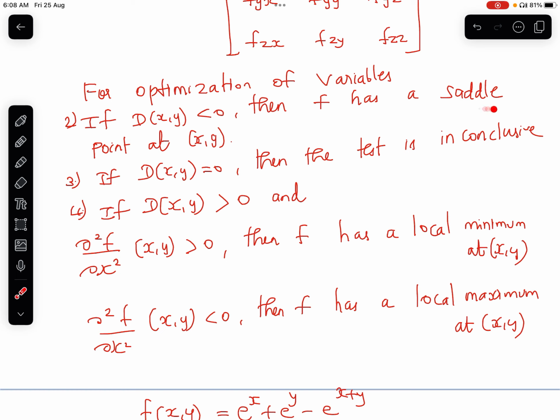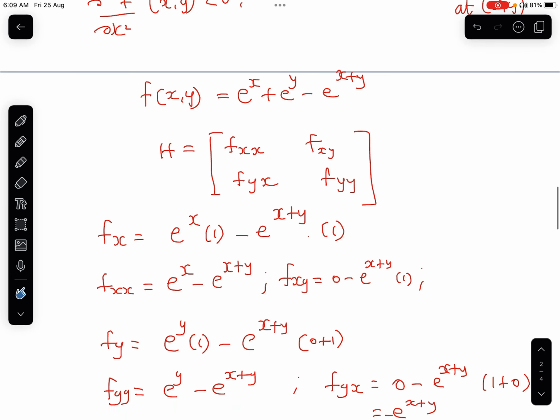One for the saddle point: if D of x comma y is less than 0, it is a saddle point, and if it is equal to 0 it is inconclusive. If D of x comma y is greater than 0 and dou square f by dou x square at x comma y is greater than 0, then it has a local minimum at x comma y. If the same thing is less than 0, it has a local maximum at x comma y. Okay, that is all. Now going on to the next step of solving the question.